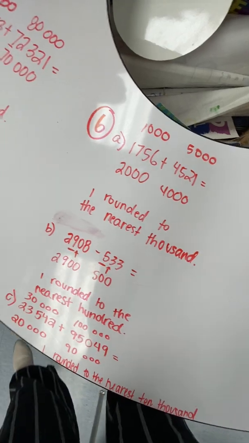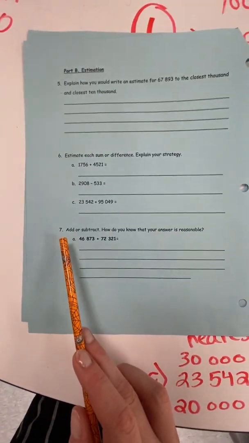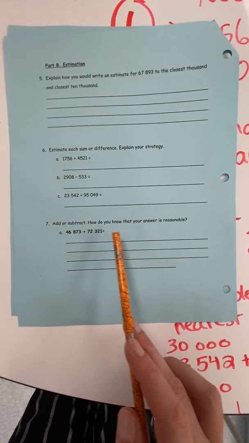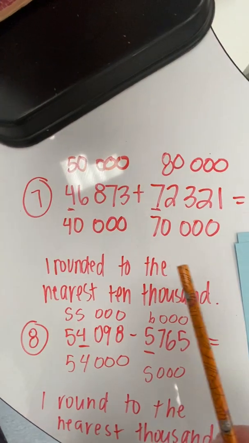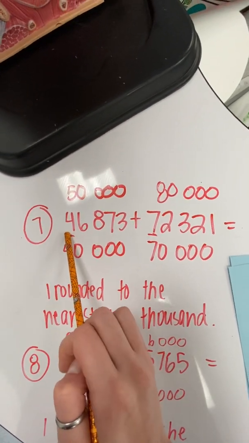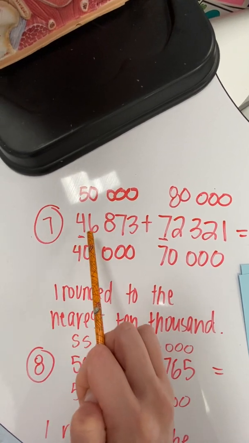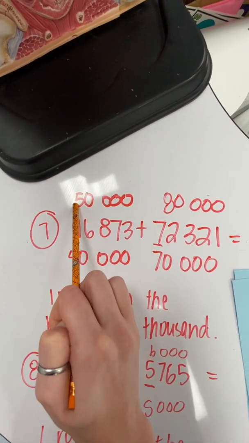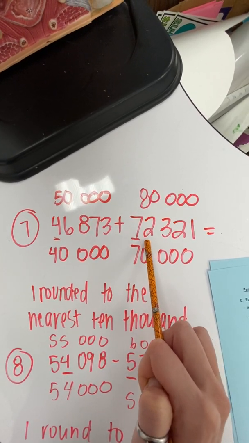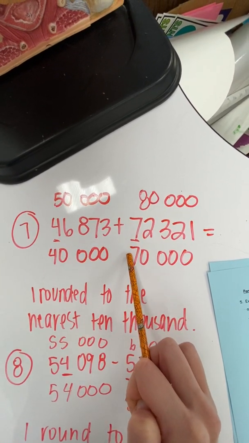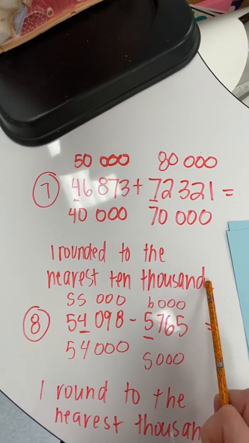All right, moving on to number 7. Here it's asking us to add or subtract. How do you know the answer is reasonable? Okay, so same thing here. We know that 46. If we look at the 4, the 6 is going to tell us to round up to 50,000. Here we look at the 7, the 2 here is going to tell us to round down. And then you're just explaining that you rounded to the nearest 10,000.